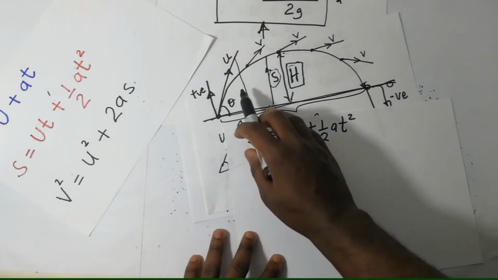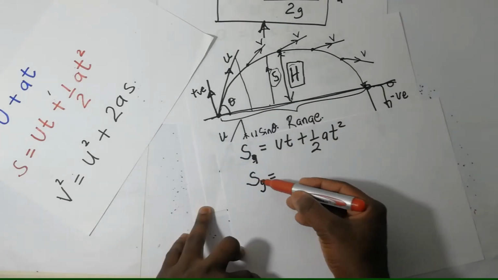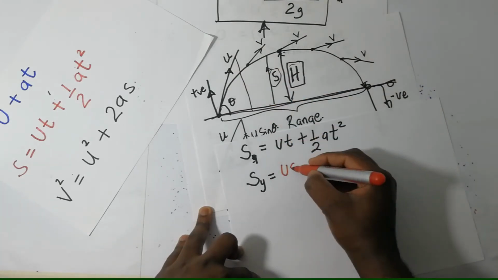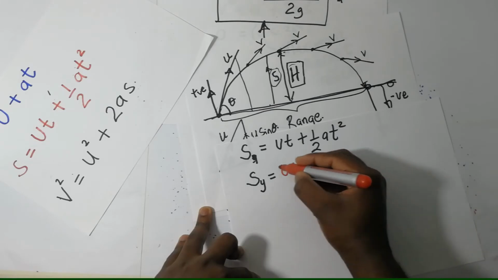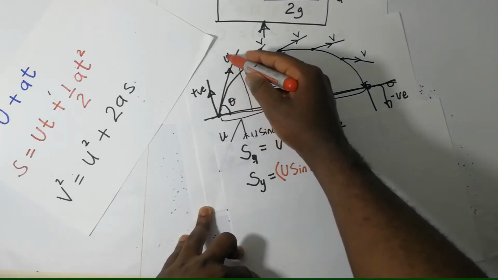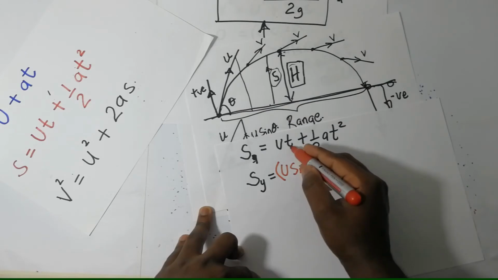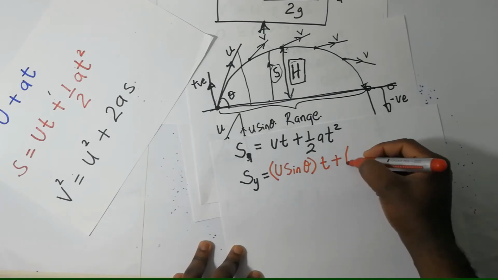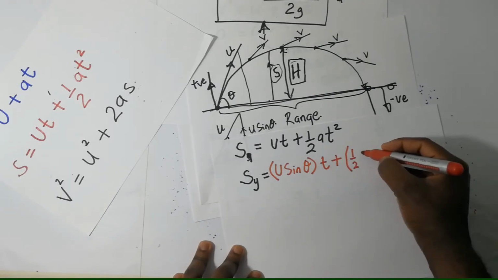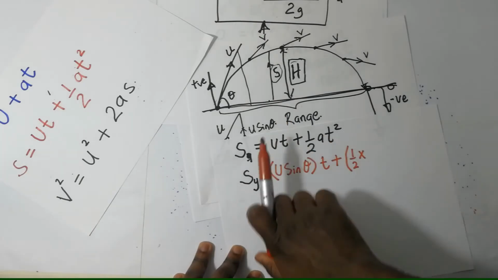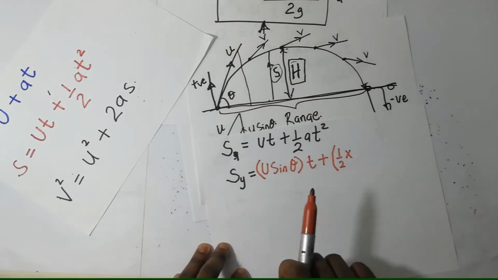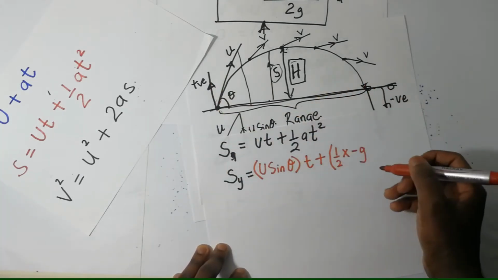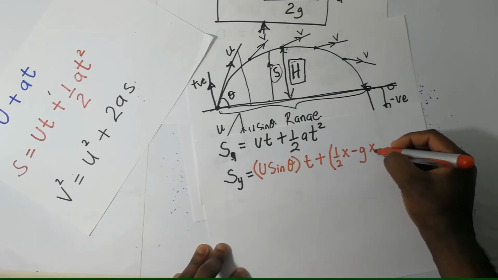Now we are looking specifically at this displacement in the y direction. So the displacement in the y direction is going to be equal to u times the sine of theta, that is the velocity in the y direction, times the time as it's moving upwards and downwards. That's going to be plus a half, multiplied by the acceleration due to gravity. Acceleration is negative since this particle is moving against gravity, so times negative g times the time, that is times time.